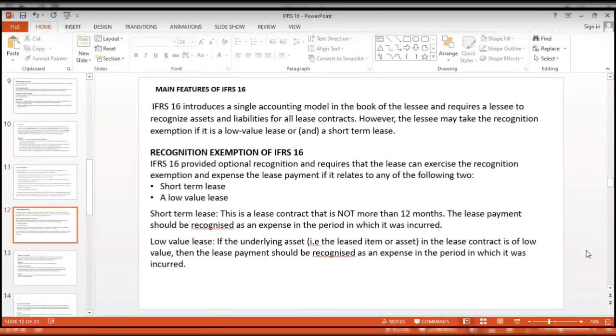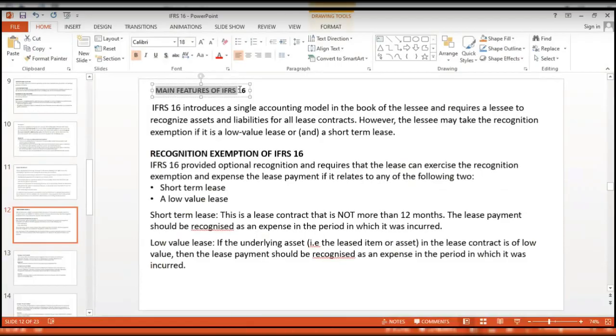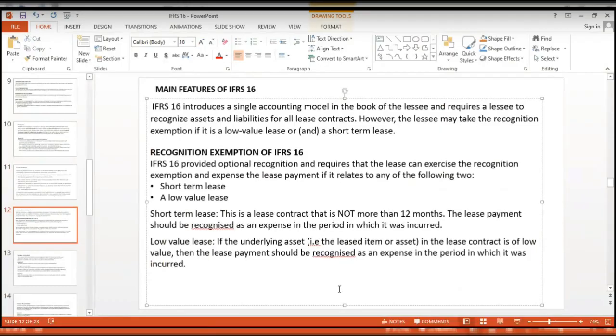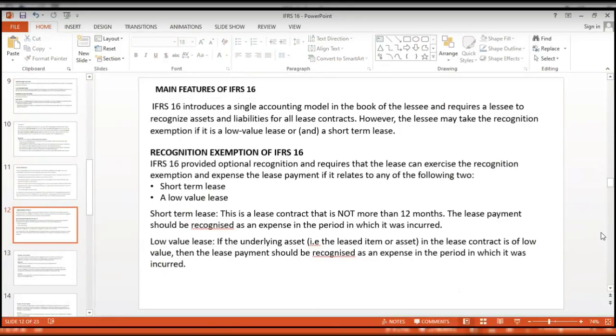So let's go forward. Main features of IFRS 16. IFRS 16 introduces a single accounting model in the book of the lessee and requires a lessee to recognize assets and liabilities for all lease contracts. However, the lessee may take the recognition exemption if it is a low-valued lease.